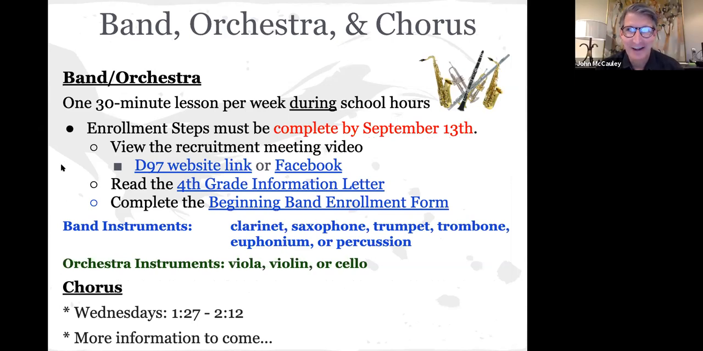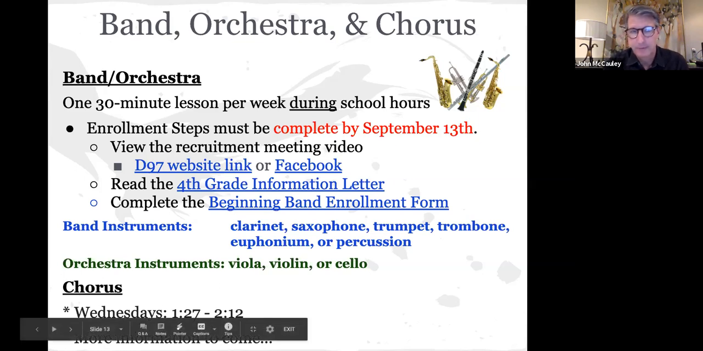We just got word that the band, orchestra, and chorus is going to happen in District 97 this year. You saw some notices from us last week for band and orchestra recruitment. They're going to record their recruitment meeting tonight, and that'll be available to you later tonight on the district website. But what band and orchestra looks like during the day is that there's going to be a 30-minute lesson per week, and that is during school hours.